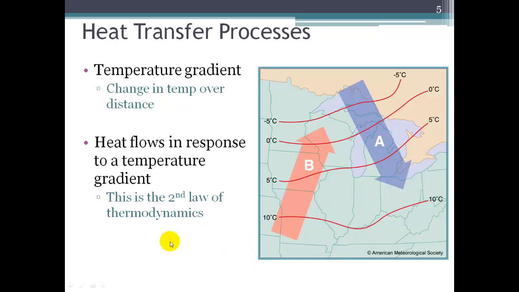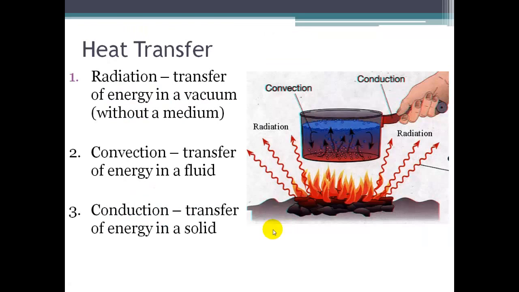The second law of thermodynamics basically states that nature doesn't like to have this kind of order. So nature likes to mix things up. Heat can be transferred in one of three ways: radiation, convection, or conduction. Radiation is the transfer of energy in a vacuum. We don't need a medium to transfer radiation. Think of the sun transmitting its energy to the earth through space. In this example, we have a campfire, which emits its heat through radiation.